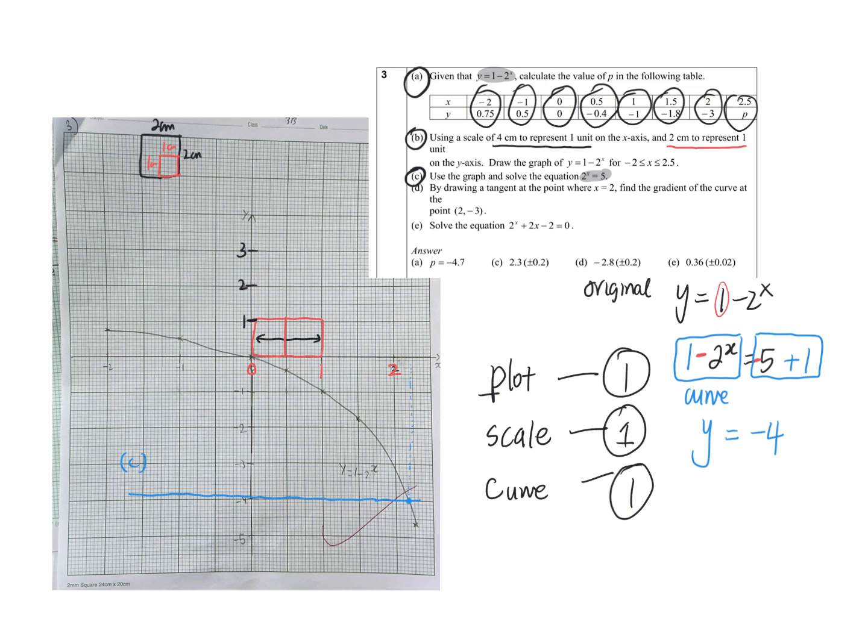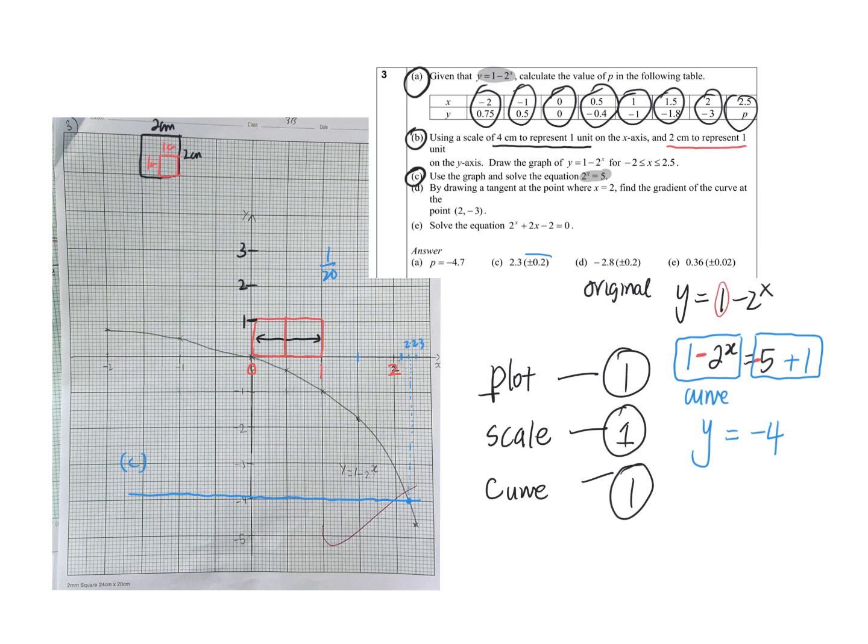In this case, since this is 1.5, 1.25, okay, let's see, this is 20 boxes in total. 1 divided by 20, 1 unit is how much? 1 box is 0.05, so every 2 boxes is 0.1. So this is 2.1, 2.2, 2.3. So we are at 2.225. Actually you can say it's about 2.23.